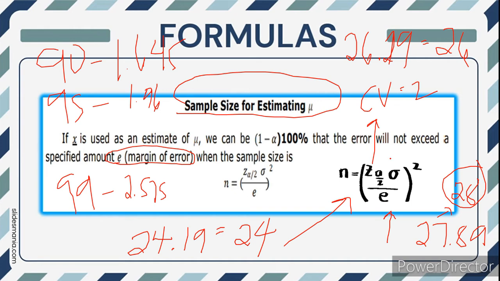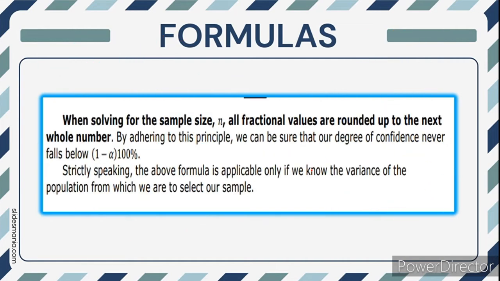If the problem has a standard deviation, this is the standard deviation for the population. Meaning to say you're going to use this formula number 1. And there's a margin of error in the denominator. And all quantities must have an exponent of 2. Okay? Again, when solving the sample size, your answer should be rounded up to the next whole number. Okay? Yun lang yun.